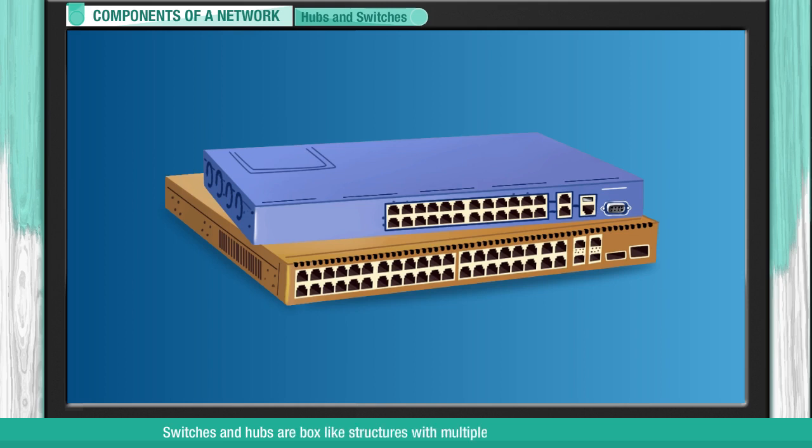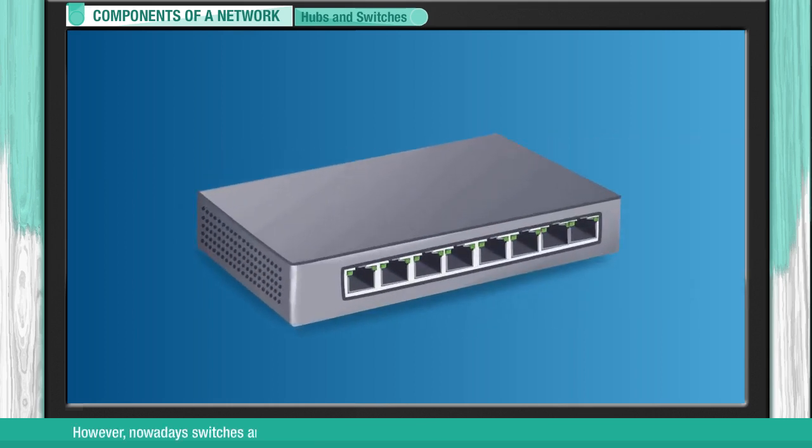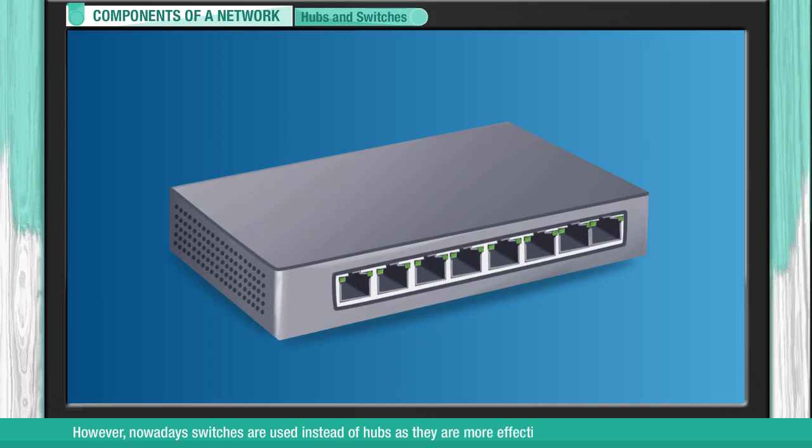Switches and hubs are box-like structures with multiple ports to which computers, printers, and other networking devices are connected. However, nowadays switches are used instead of hubs as they are more effective and provide better performance.